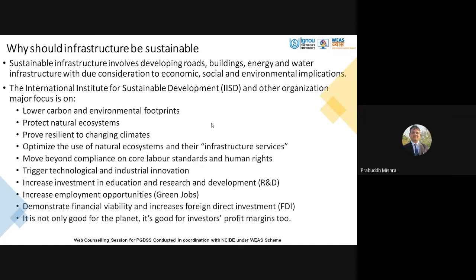Next, optimal use of natural ecosystem and their infrastructure services. See, ecosystem services are extreme. We don't have to exploit, or recklessly exploit, the ecosystem services.